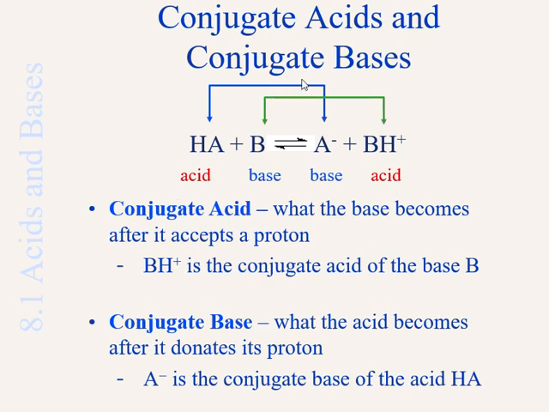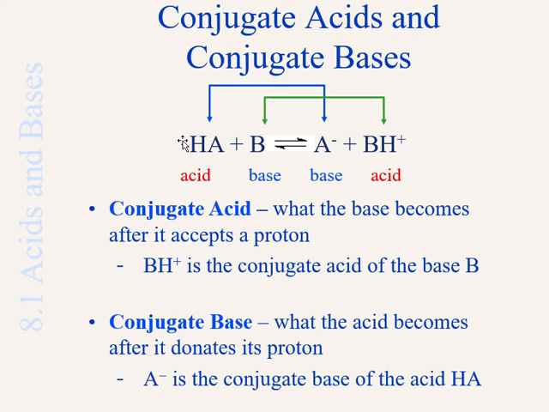The reason why they are called conjugate is because they belong to a certain structure. For example, A minus, the base, we call it the conjugate base, and it belongs to the same structure from which it was obtained, HA. So what we have is a conjugate acid-base pair.